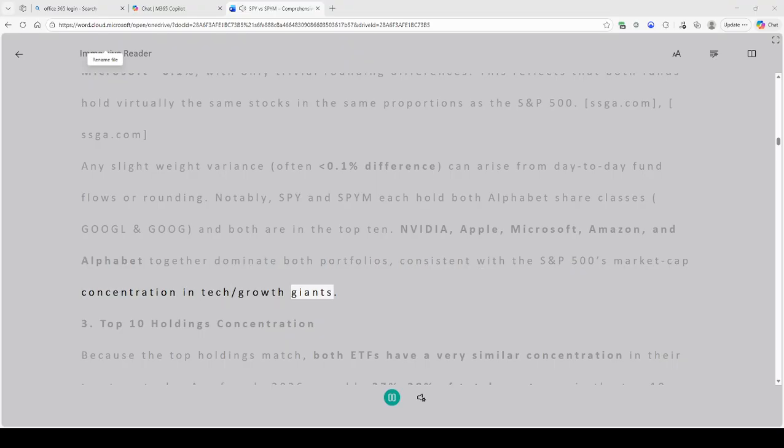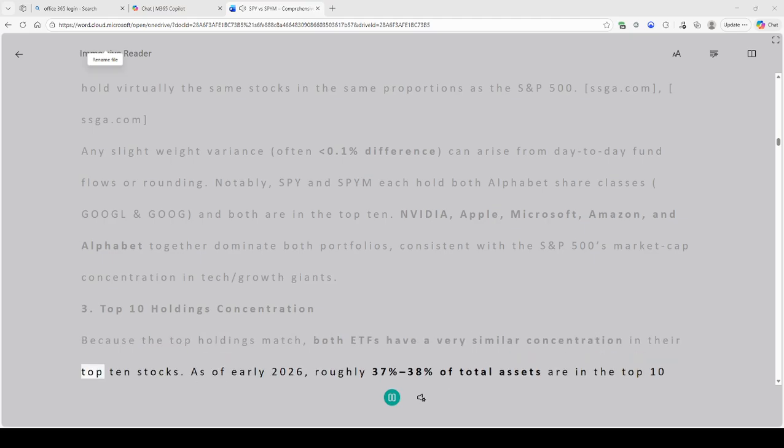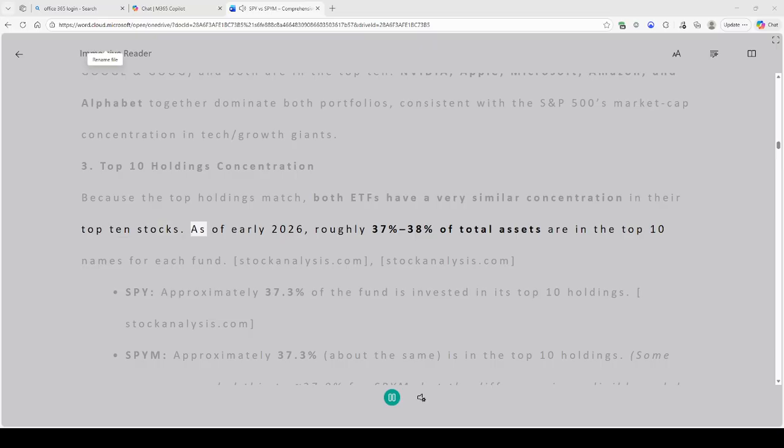3. Top 10 holdings concentration. Because the top holdings match, both ETFs have a very similar concentration in their top 10 stocks. As of early 2026, roughly 37% to 38% of total assets are in the top 10 names for each fund.